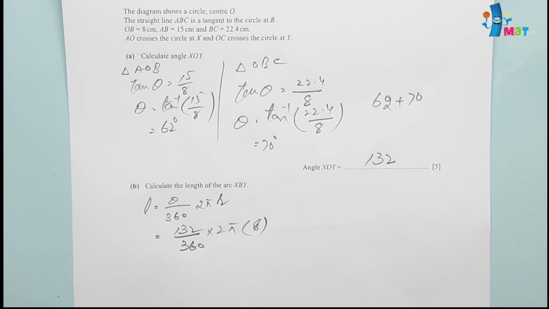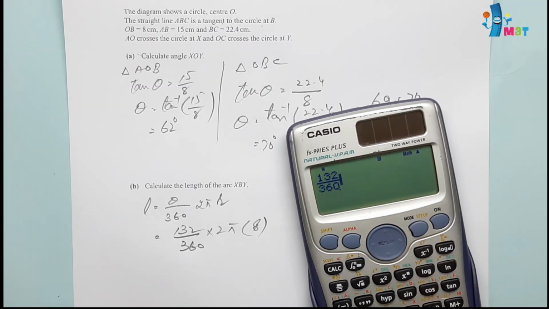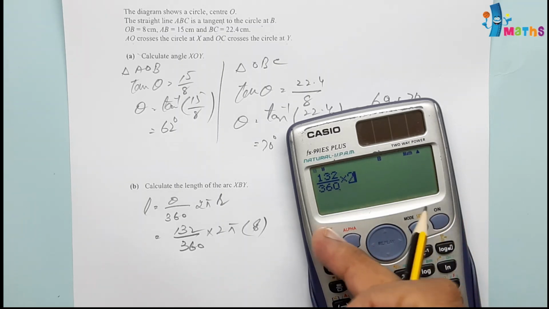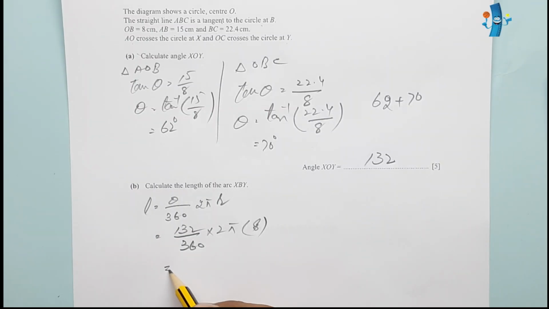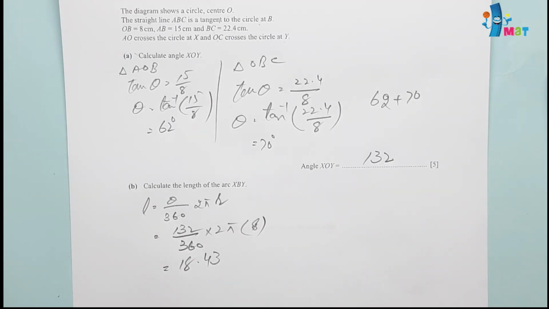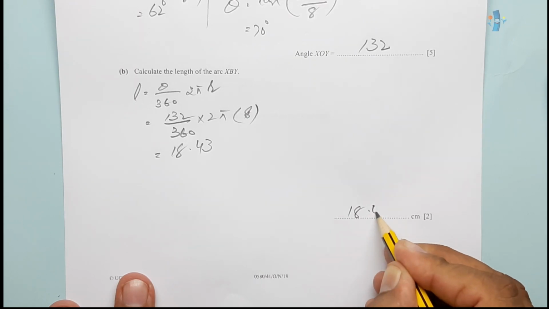So we can simplify this with the calculator. So 132 divided by 360 multiplied by 2 pi, and multiply by 8 will be equal to 18.43. So our answer here is 18.43.